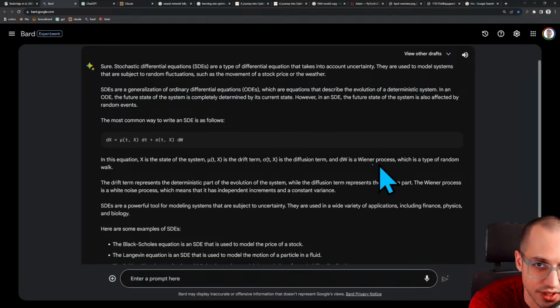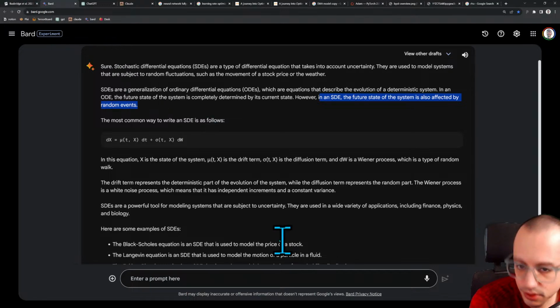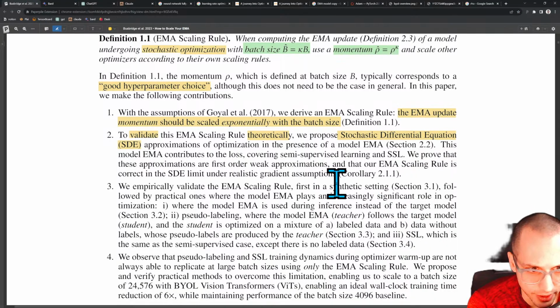Completely determined by its current state. However, in an SDE, the future state is also affected by random events. Okay, so that's that. Let's move back.